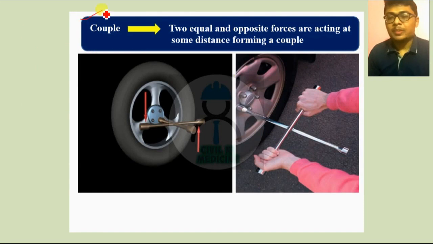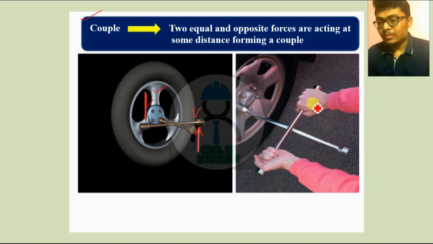Next, couple. Couple is nothing but two equal and opposite forces, that is, unlike forces. Two equal and opposite forces acting at some distance form a couple. See the diagram. In this case, a force is acting downward and in this case a force is acting upward. Suppose the value of both forces is the same, so they are equal and opposite in direction. Then a couple is created here. In this case also, the direction of this force is upward and the direction of this force is downward. The value is the same, so a couple is created.